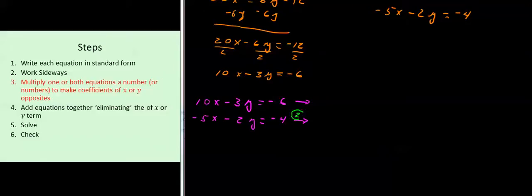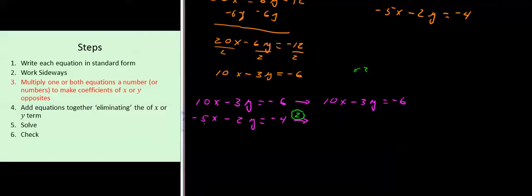And I show it by putting a little 2 in a circle above my arrow. But you could just write, some people write times 2. It's up to you how you do it. And when I do that, I rewrite this equation, 10x minus 3y equals negative 6.